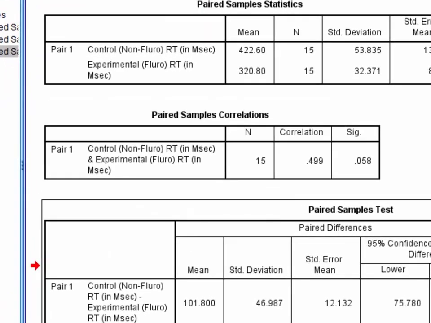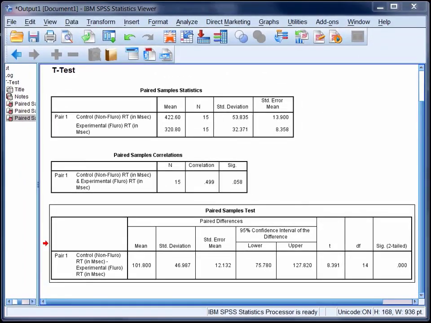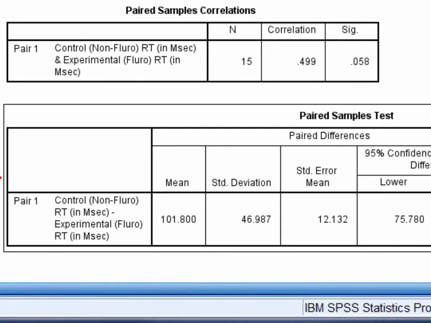The second table reports the Pearson's correlation between the two sets of scores. At 0.499, this correlation is positive and quite strong, as we would predict. Participants who responded quickly during the control trials also responded quickly during the experimental trials. Participants who were slower during the control trials also tended to be slower during the experimental trials. Typically, we can ignore this second table and we can focus our attention on the third.